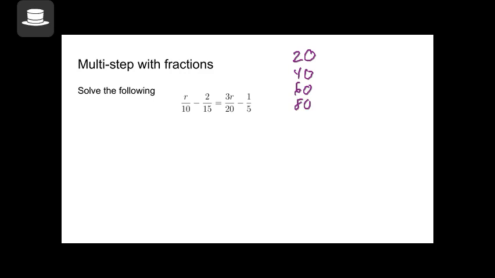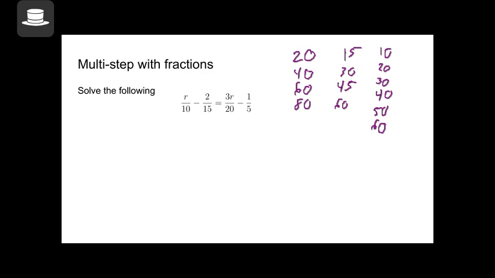Now let's go to 15. So I have 15, 30, 45, 60. Now let's go to 10. So I have 10, 20, 30, 40, 50, and 60. So I do have 60 in common with all three.